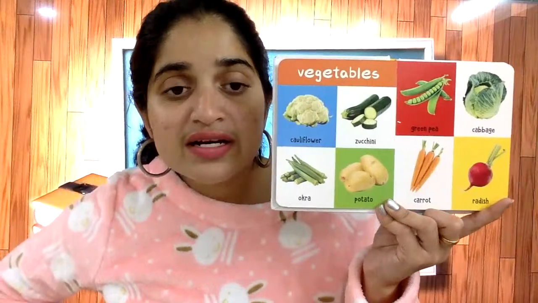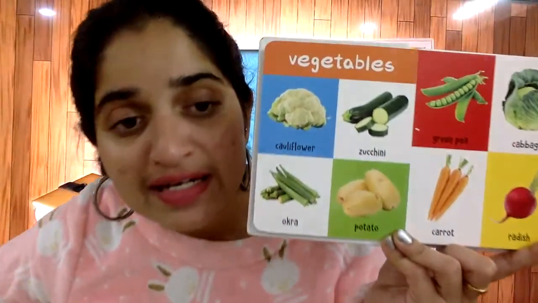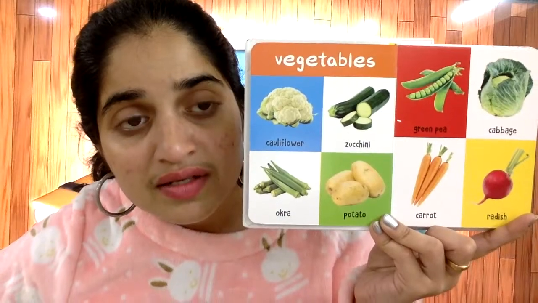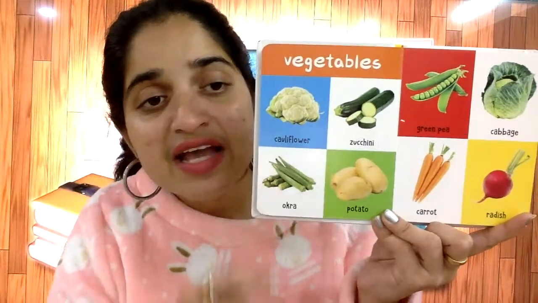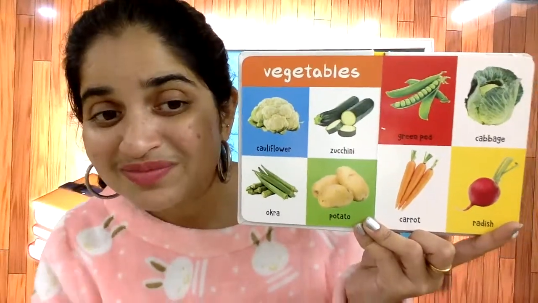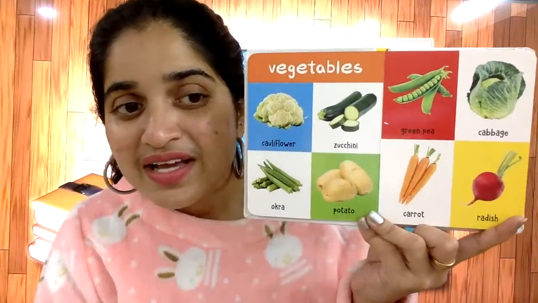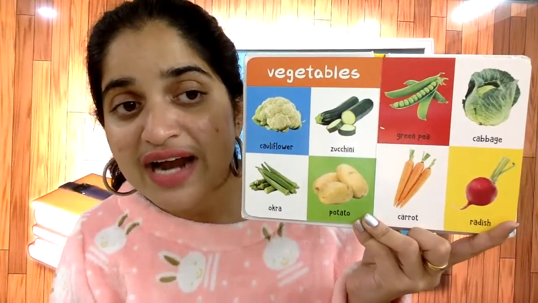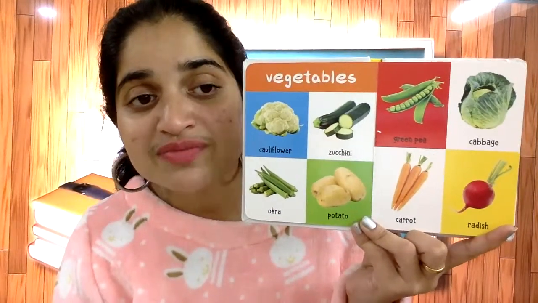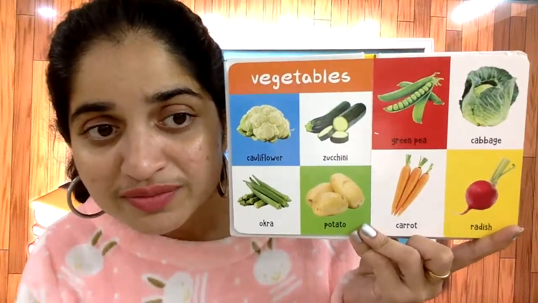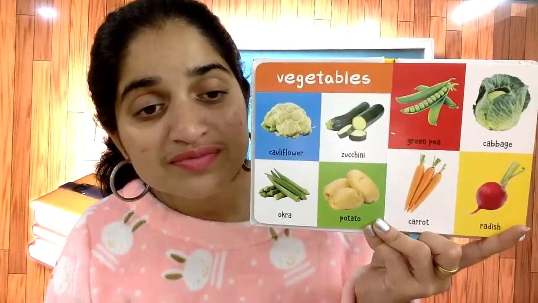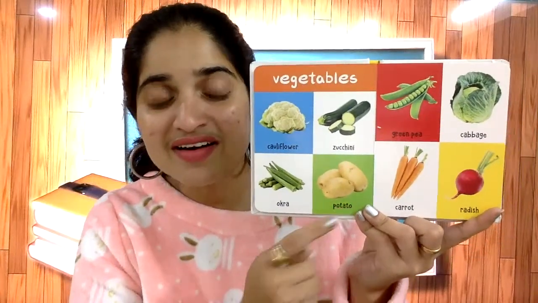These are all called vegetables. All right, children. Can you all show me where is a zucchini here? Very good. Here it is. Can you show me a carrot now? Point out to the carrots now. Can you show me where is the radish, children? Can you show me a cabbage? Where is the cabbage? Can you show me potatoes now? Here they are. Very good.